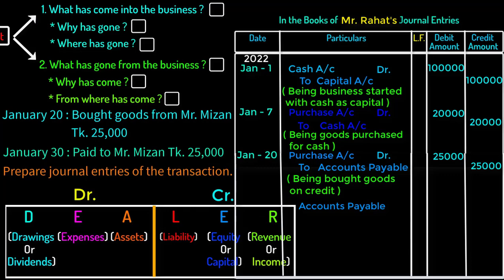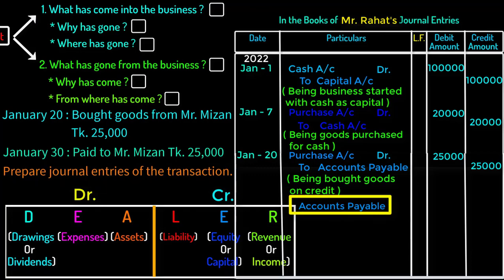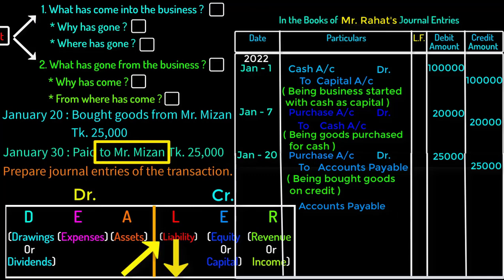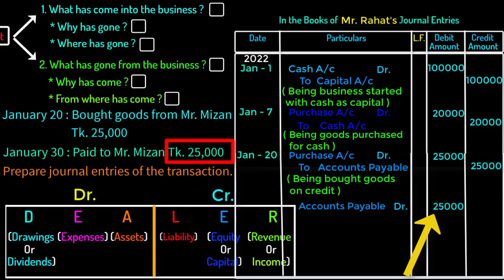Now you will have to find out whether this account is debit or credit by using the dealer rule. What does accounts payable mean? It means liability. For paying the money to Mr. Mizan, liability is decreasing here. Liability is a credit item. If liability decreases, credit will also be decreased. If credit decreases, then credit will turn into debit. So write here debit and here the amount taka 25,000.